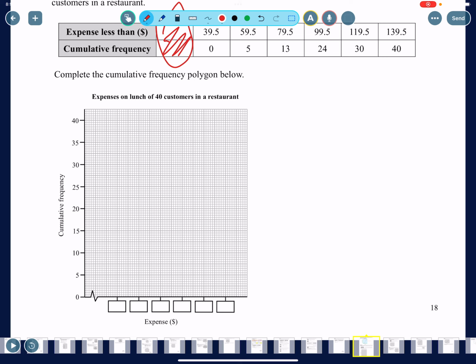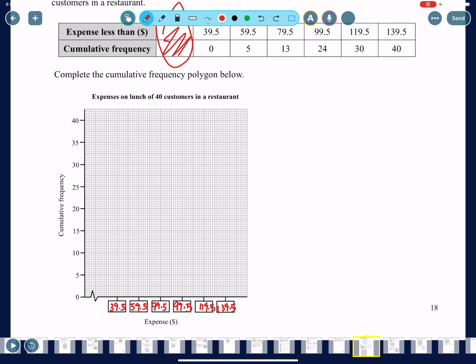So there are 1, 2, 3, 4, 5, 6 class marks, not really class marks, but numbers that are less than. And then 39.5 is the start here, 59.5, 79.5, 99.5, and so on. Now remember to write the title if there isn't. Cumulative frequency on the left. You don't write frequency, you put cumulative frequency. It's a different type of frequency. And then the classes at the bottom.